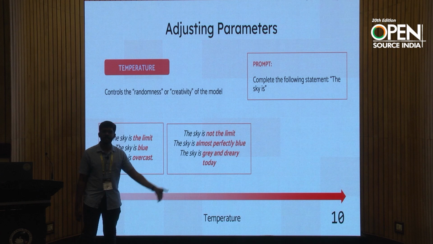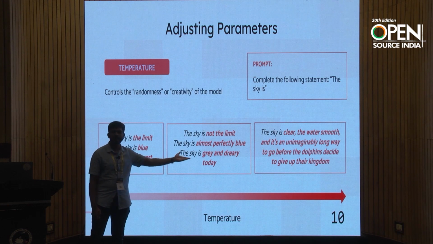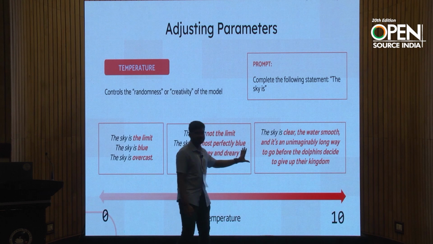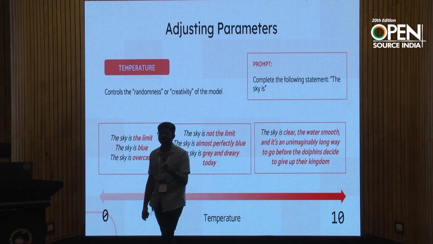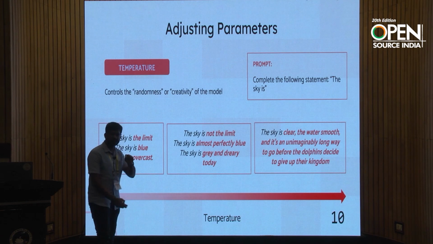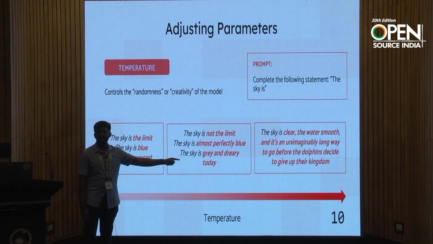What happens if I just take the knob and I break it? I just put it all the way to 10. What happens is: the sky is clear, water is smooth, there is randomly a dolphin, and now a kingdom is also involved. This is a perfect example of hallucination, right? But sometimes hallucination is good. The rule of thumb is this: if you are doing something technical and precise, set temperature as close to 0 as possible. Are you writing poetry? Are you writing stories? Set it close to 10.